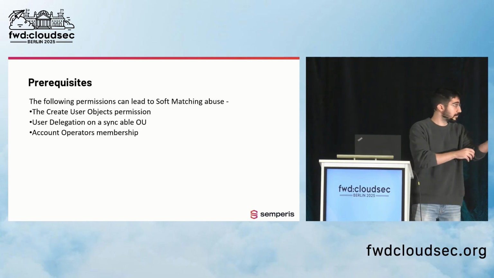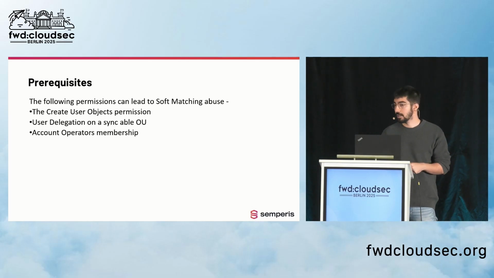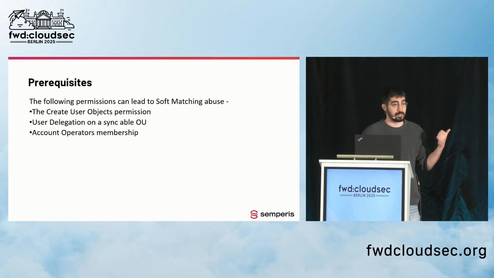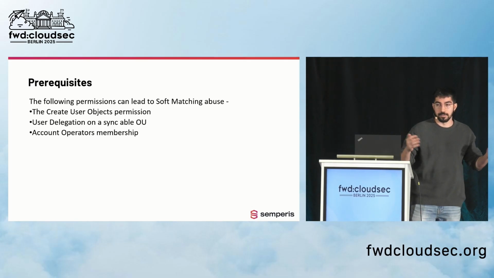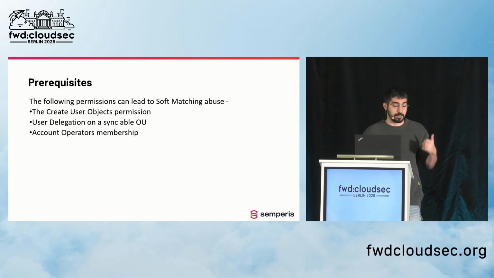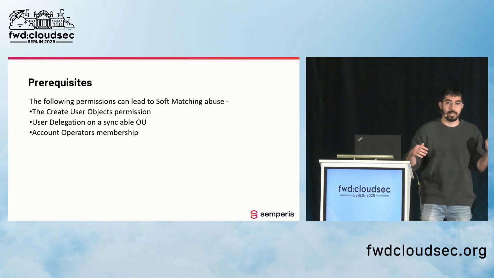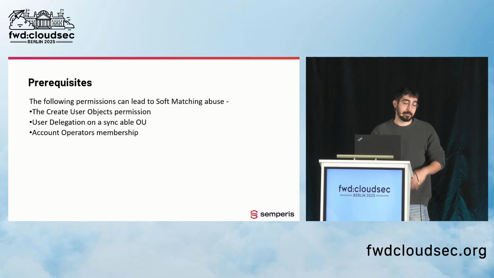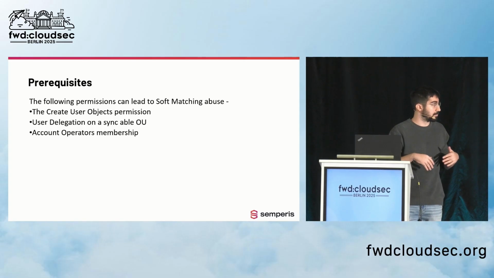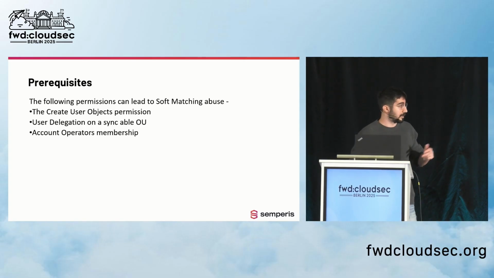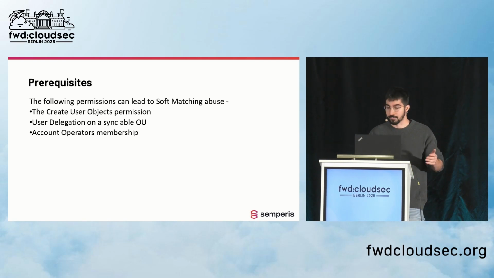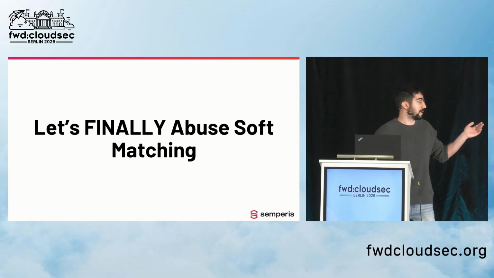The following permissions are required to perform this attack, either one of them: the create user object permission, because once you create a user, you're the owner of it, so you can change whatever you want; user delegation on a syncable OU, because when you configure Entra Connect, you can choose which OUs you want to sync. Sometimes it's the entire domain, but some people select specific OUs; or account operators membership, then it doesn't matter in which OU, you can do whatever you want. So let's finally abuse soft matching.